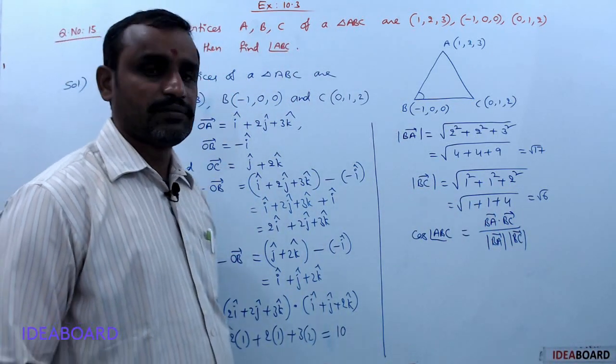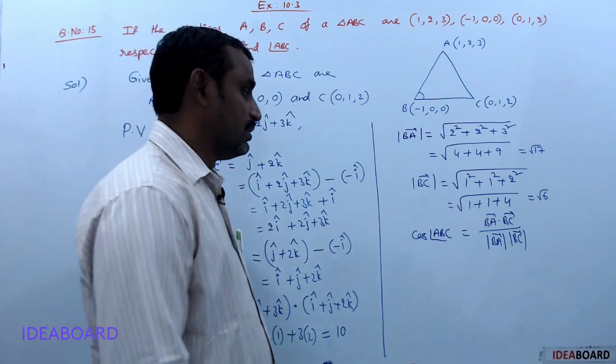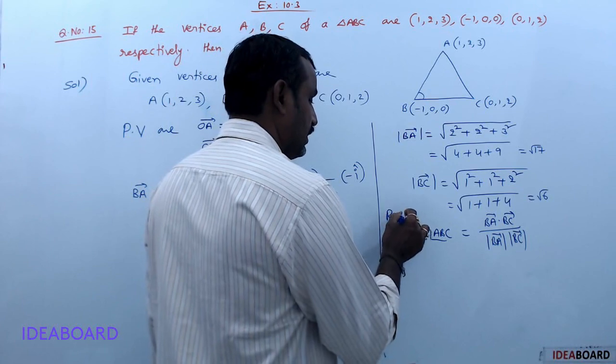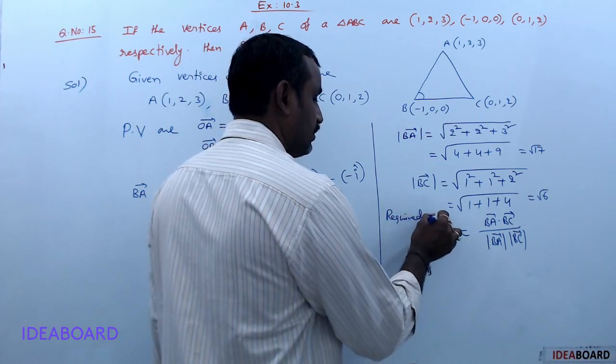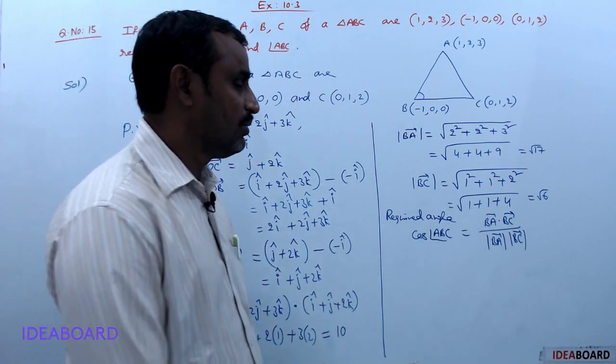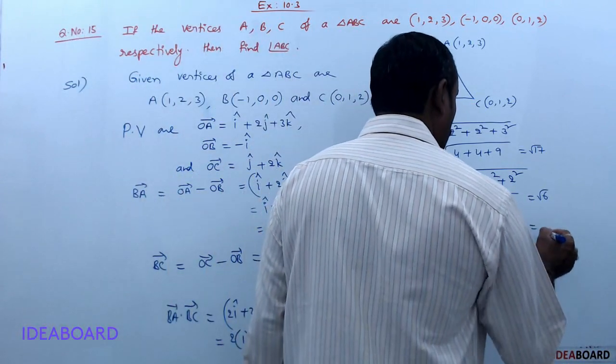Magnitude of BA bar into magnitude of BC bar. So now this is the required angle, the required angle we wanted to calculate. So now cos of angle ABC is equal to... Now take this formula and apply it. So now what is the value?